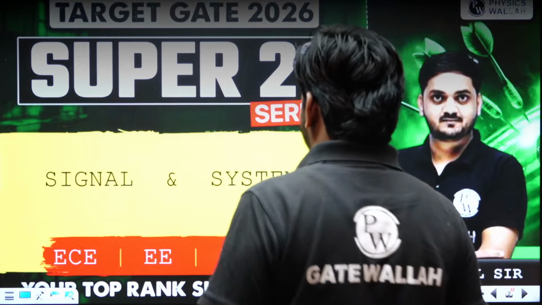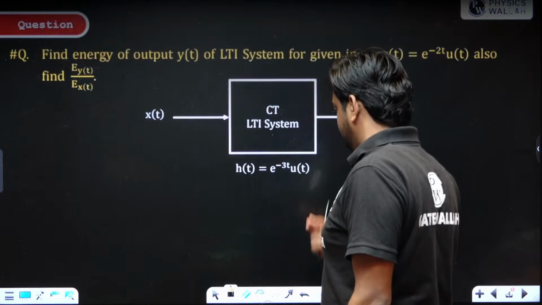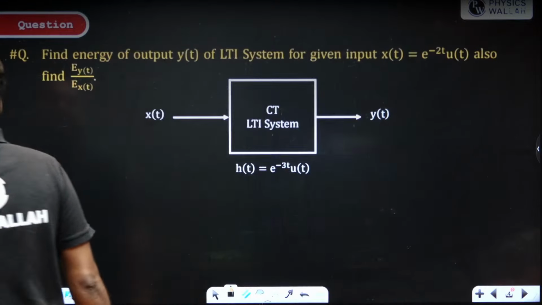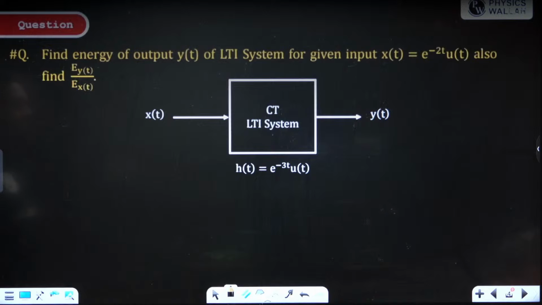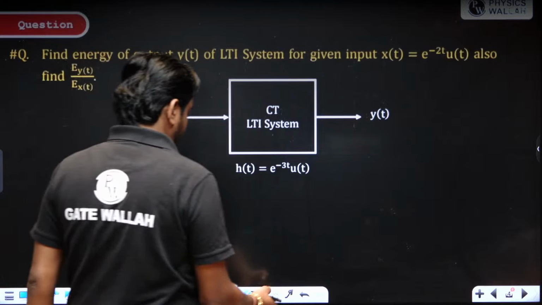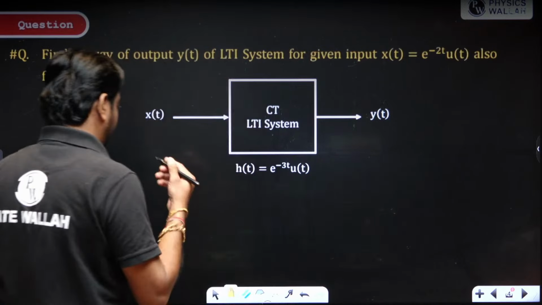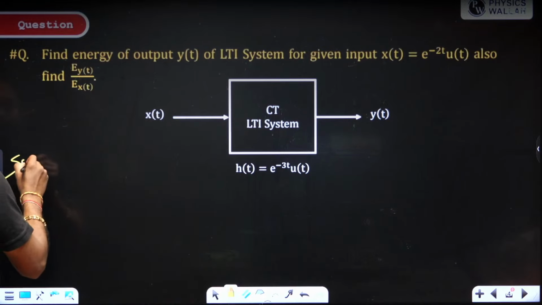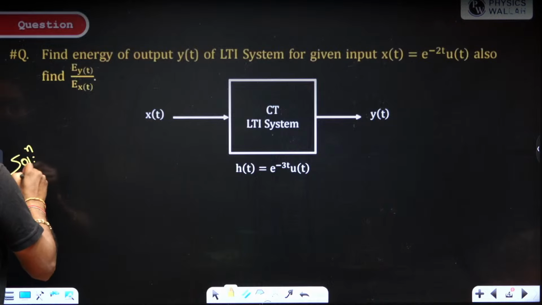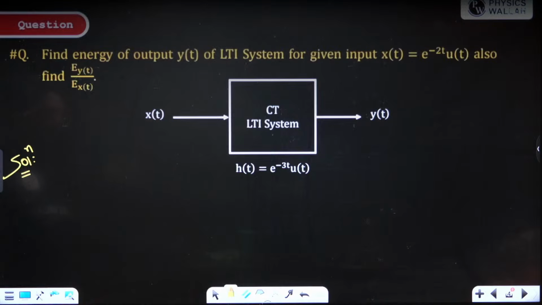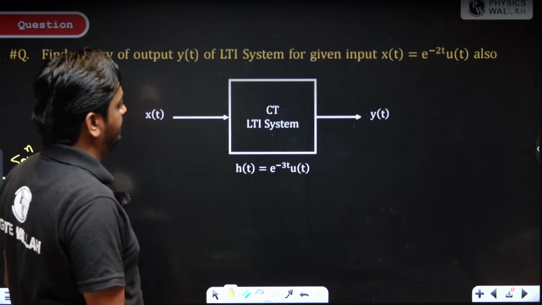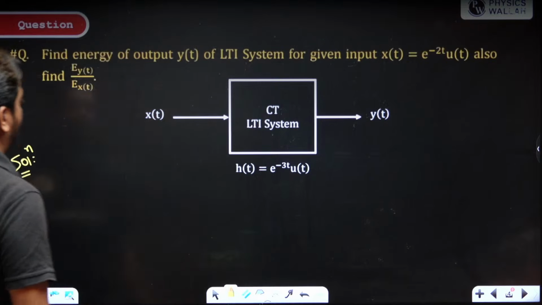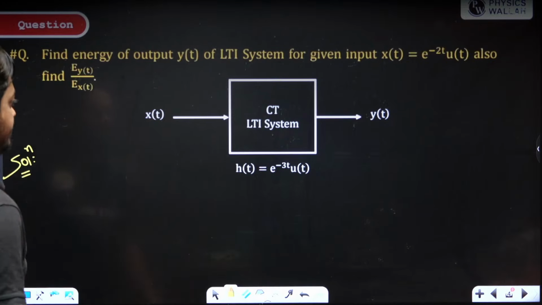Okay, so let us start with the very first question. Find the energy of the output signal y of t of an LTI system for the given input x of t, which is equal to e power minus 2t u of t. Also find the ratio of energy of output signal to the energy of input signal. So how to solve this question? First of all, you have to find the output y of t, then you can find the energy of output y of t, and you can find the energy of input x of t.